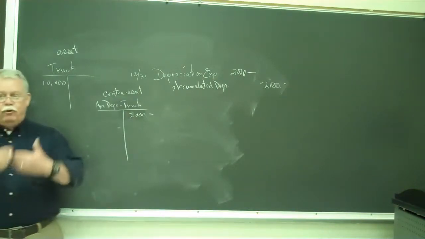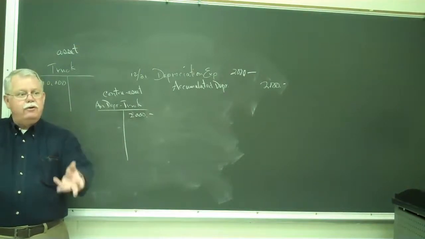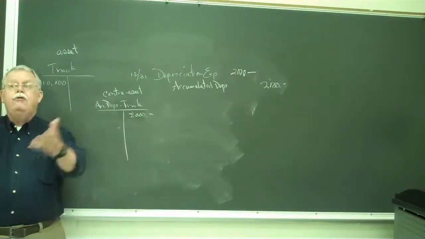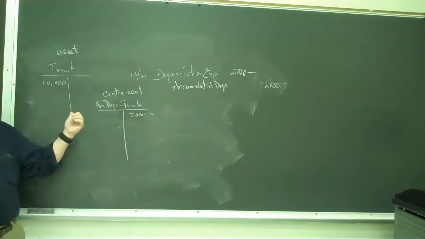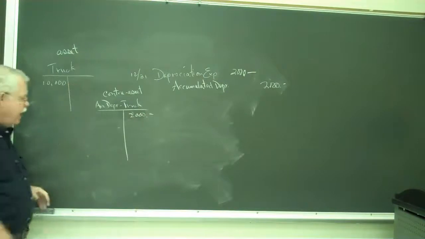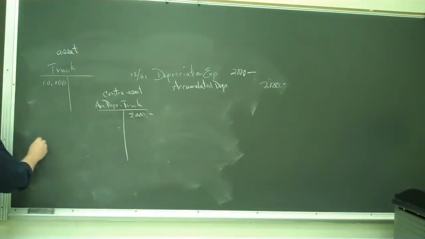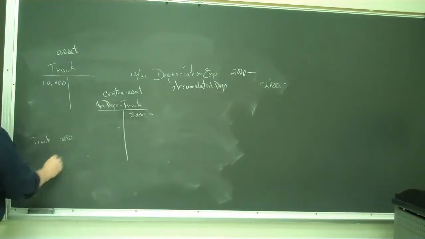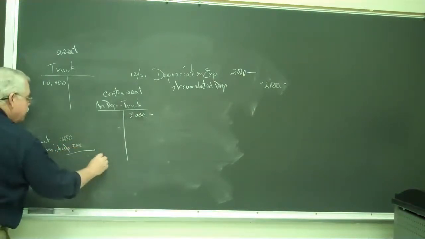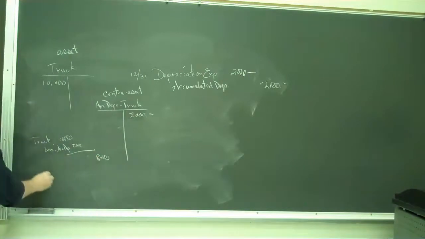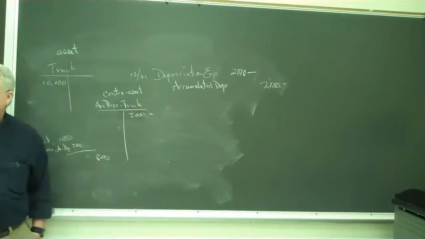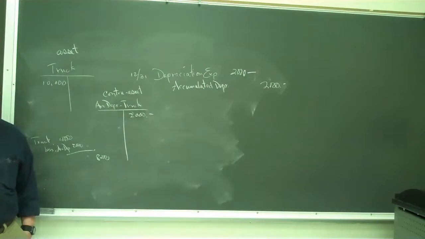So when I get ready to present my statements at the end of the year and tell my investors or whoever, here's how I'm doing, what's my truck worth? Only $8,000. And when I present that, somewhere in a statement or a balance sheet, I'm going to say truck, $10,000, less accumulated depreciation, $2,000, net truck's worth $8,000. Then I'll list the rest of my assets. Okay, so far? What happens at the end of the second year?